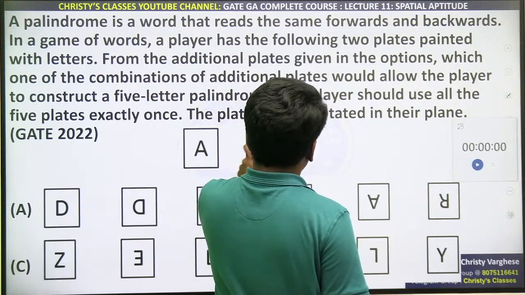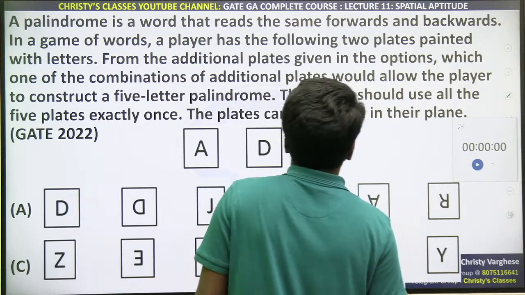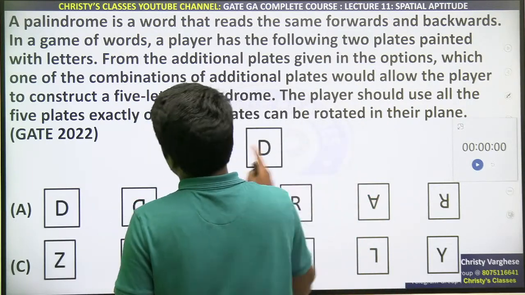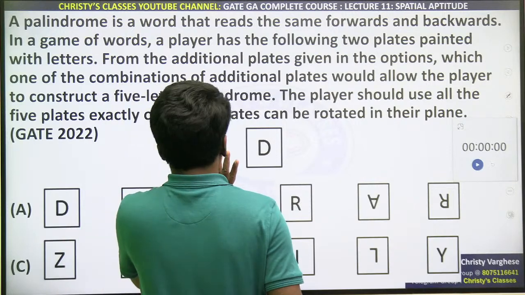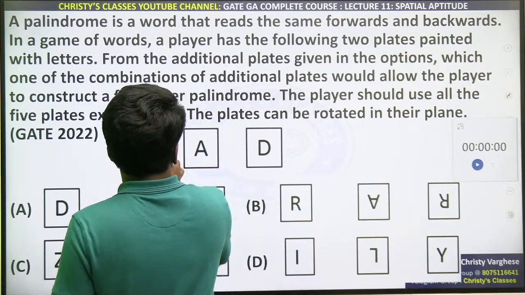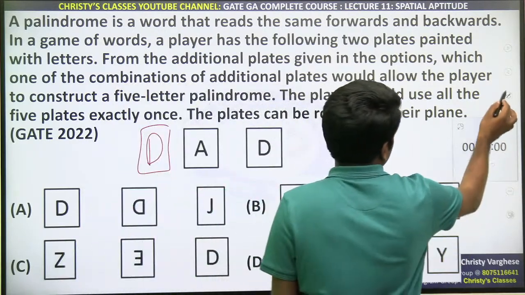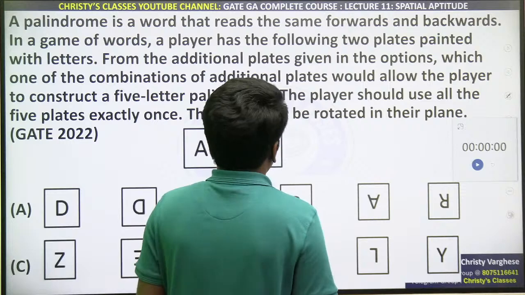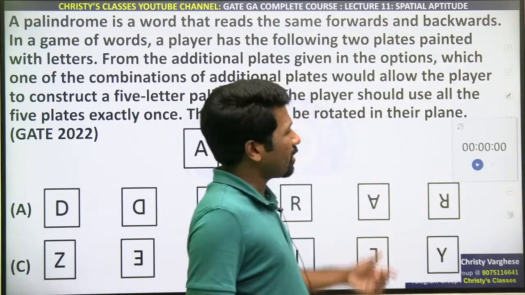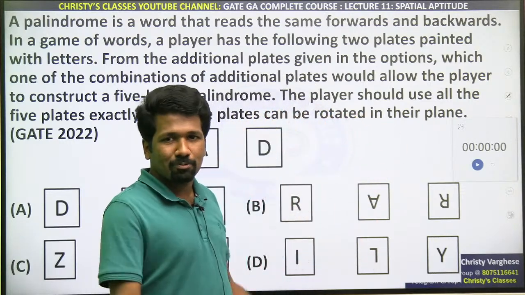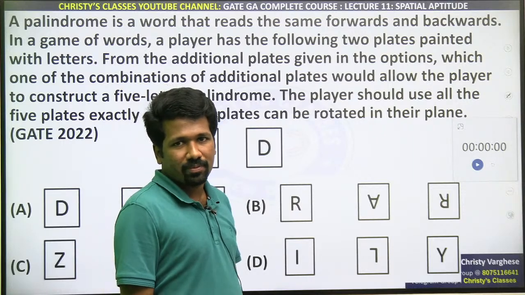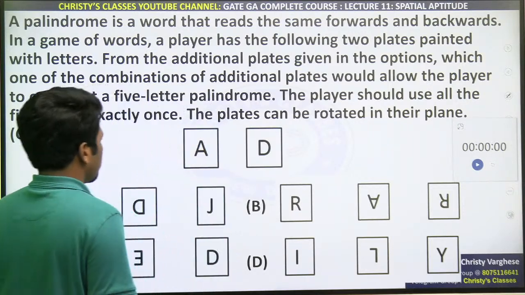So ye AD to use karna hi padega, palindrome form karna hai. The player should use all the five plates. Five plates to use kar sakta hai. You cannot make a word DAD. That is a palindrome, but five plates use karna hai isliye, that is not possible. The plates can be rotated in their plane. That rotated aspect only is the spatial aptitude aspect of this question. Otherwise, it is just simple logical reasoning.